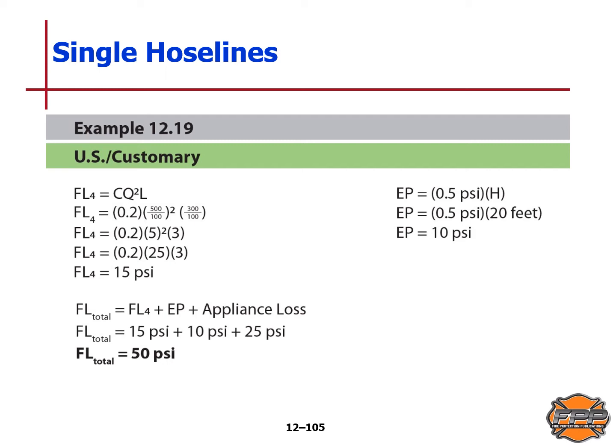Then you have the height consideration over on the right. Your elevation pressure equals 0.05 psi times H. The next line is elevation pressure equals 0.05 psi times 20 feet, so it gives you an elevation pressure of 10 psi. You work those out together, and friction loss total equals friction loss plus EP, which is elevation pressure, plus appliance loss. The next line is friction loss total equals 15 psi plus 10 psi plus 25 psi. That gives you a friction loss total of 50 psi.